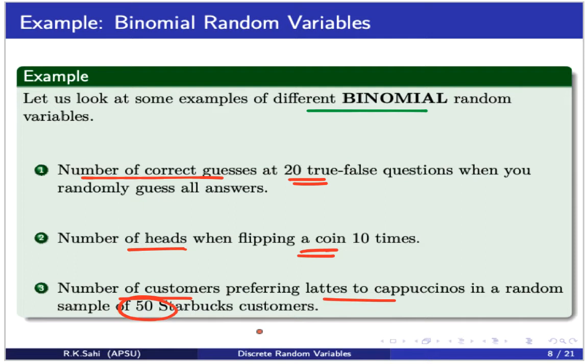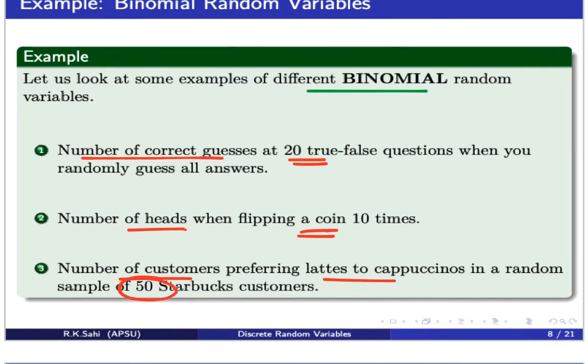Now, suppose you're a store manager of a Starbucks and you ask, okay, how many customers prefer lattes to cappuccinos? Every time you pick a random customer and see their choice between these 2, once again, there are only 2 choices. And similarly, when you flip a coin, only two outcomes can happen, either a head or not a head. Okay, so in all these scenarios, there are very important common characteristics we're going to talk about.